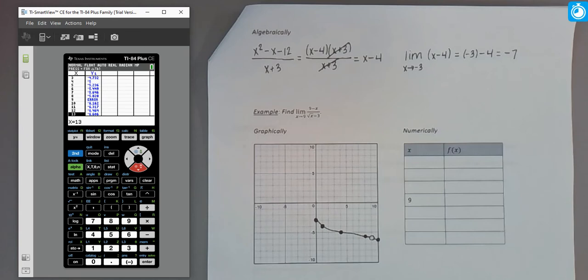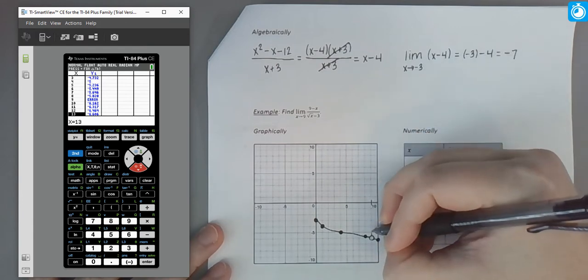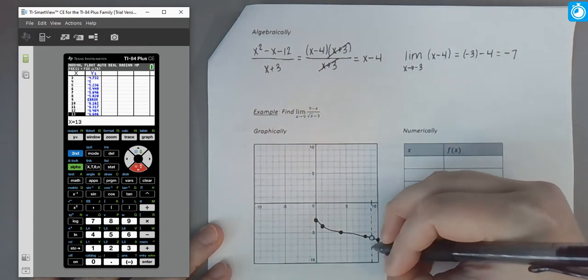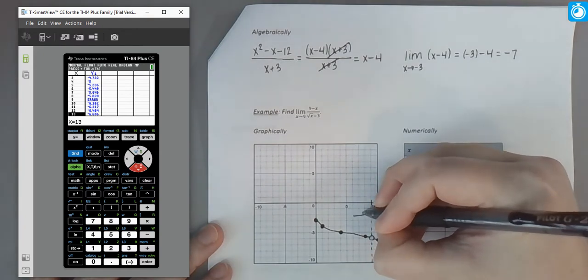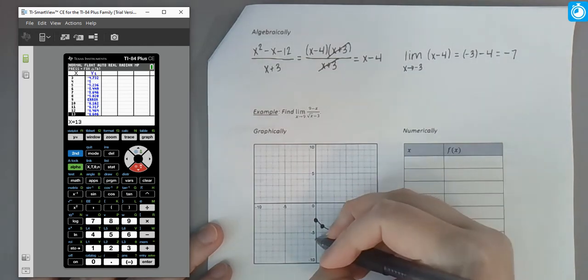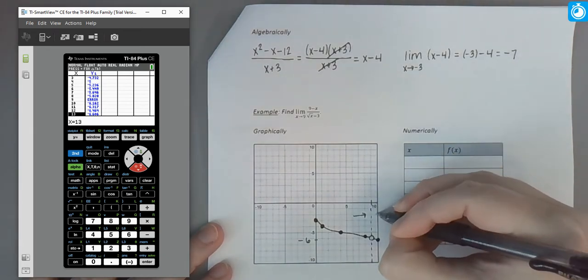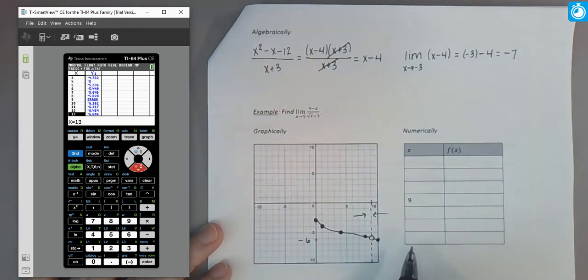Okay, so what's happening here? As we approach 9, which is right here, as we approach 9 from the left-hand side, our graph traces this way, and it looks like it ends up at about negative 6. That's where we have the hole. And as we go from the other side, same idea. We also trace that, and it looks like we also end up at that hole at roughly negative 6. So based on the graph, it looks like we should have a limit somewhere around negative 6.